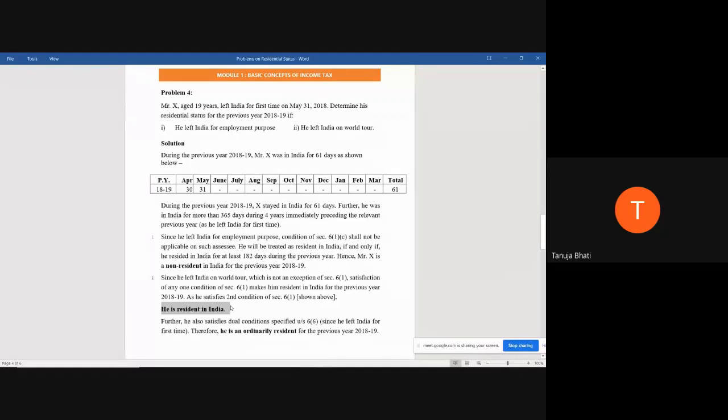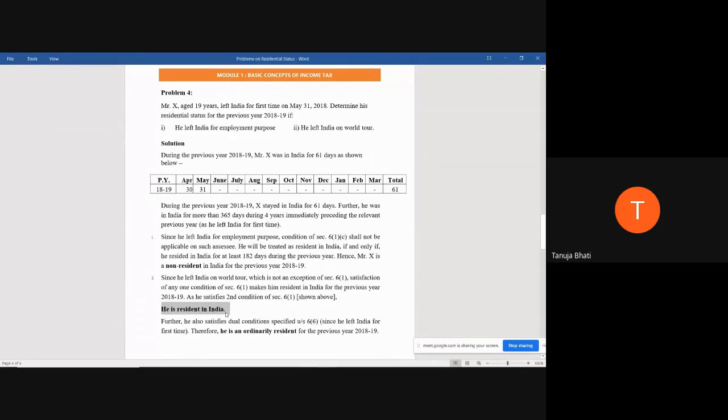Now students, once he is tagged as a resident, what is your next step to do? Your next step is to check whether he is a resident and ordinarily resident or a resident and not ordinarily resident. You check this only once you come to know he's a resident. Then only you will jump to the additional conditions. Otherwise, you are not going to look into the additional conditions. Obviously, if he's a non-resident, you need not check.